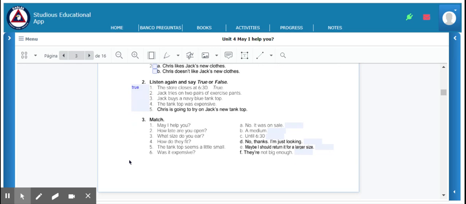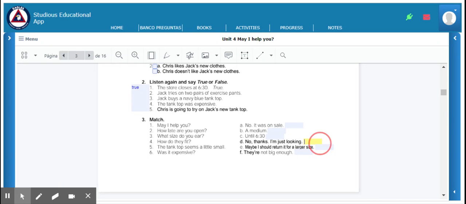And the last one is number 3. Number 3 is a matching exercise. You have to match from number 1 to the letters on the side. For example, number 1 says, "May I help you?" What do you think is the best choice to answer this question? A: No, it's on sale. B: It's a medium. C: Until 6:30? D: No, thanks, I'm just looking. So from A to D, which one do you think is your best option?